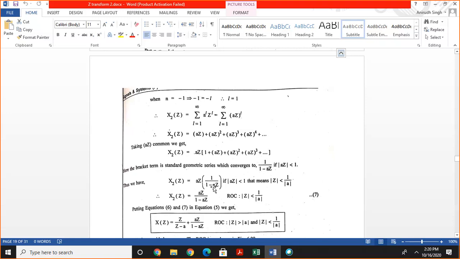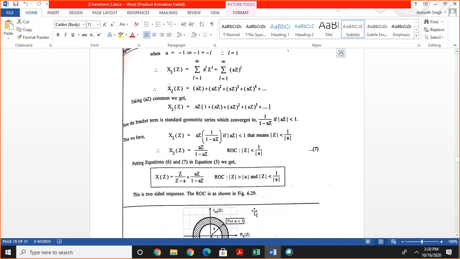So we get the value of X2(z) equal to az by 1 minus az, and the ROC is mod of az less than 1. It means that mod of z is less than 1 by a.